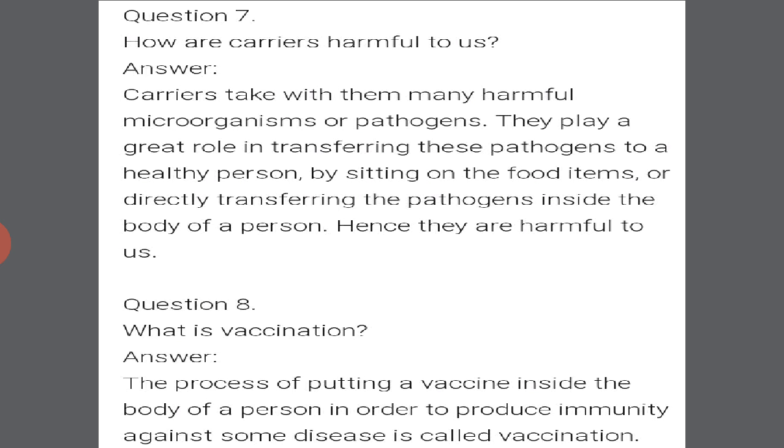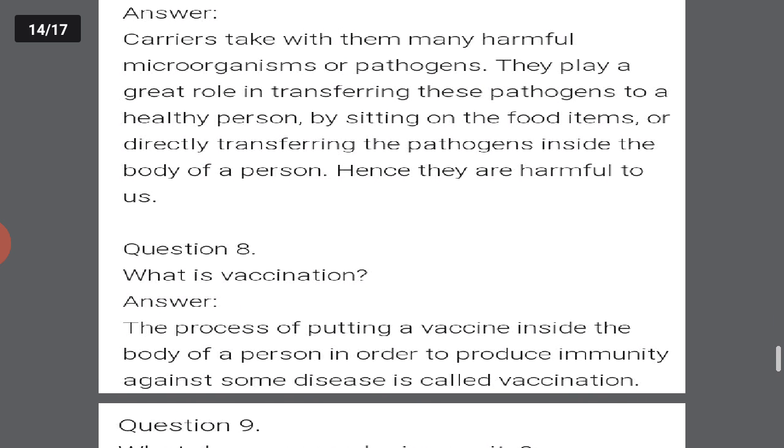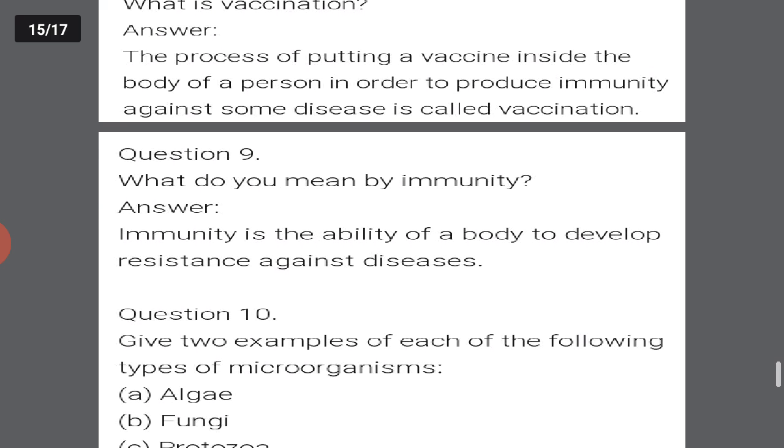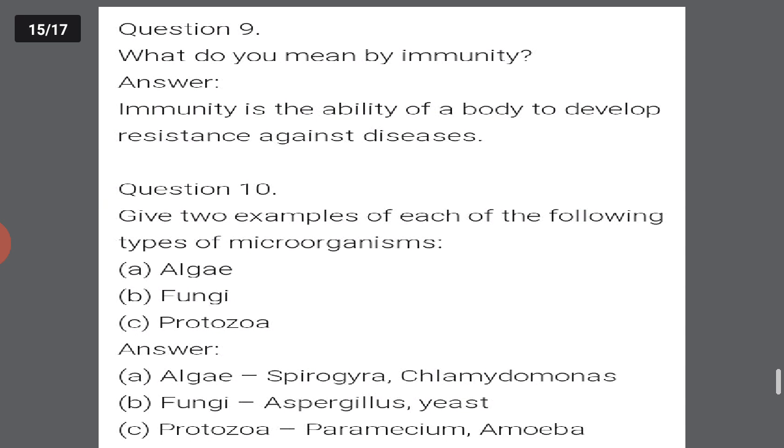Okay, what is vaccination? The process of putting a vaccine inside the body of a person in order to produce immunity against some disease is called vaccination. Next question. What do you mean by immunity? Immunity is the ability of a body to fight against certain diseases, to stop the growth of disease in a body.